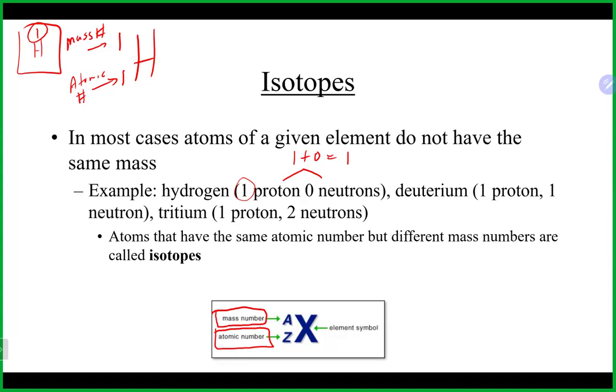Now, if you have a symbol written like this, to figure out the neutrons, you take the top number minus the bottom number. So 1 minus 1 gives you 0 neutrons that we see in hydrogen.